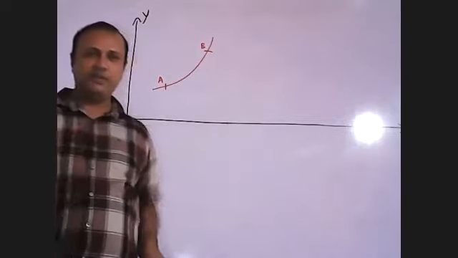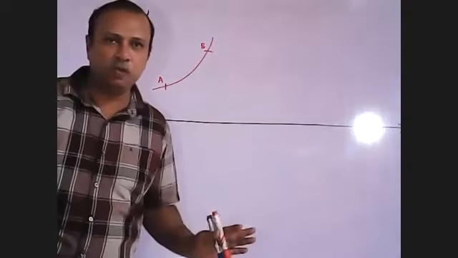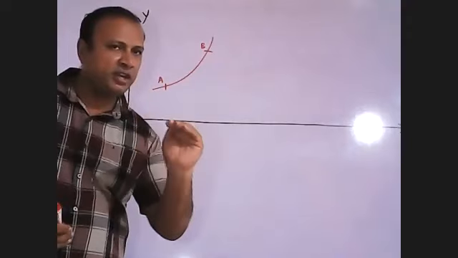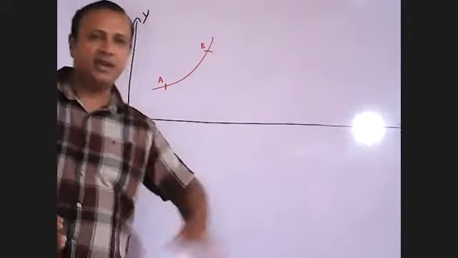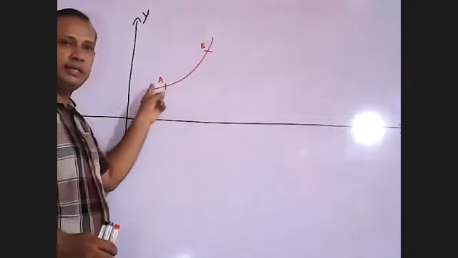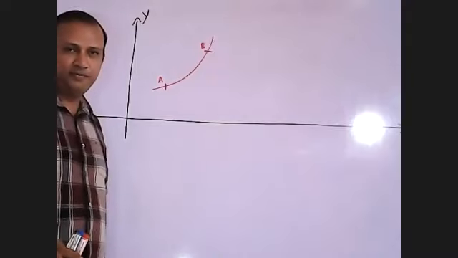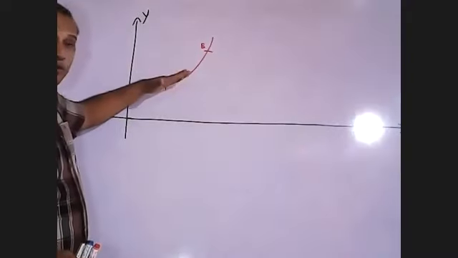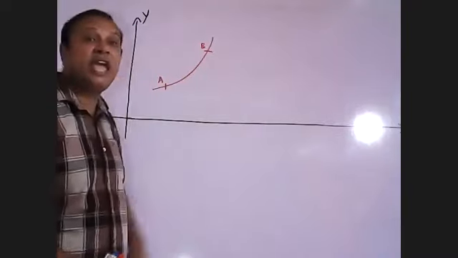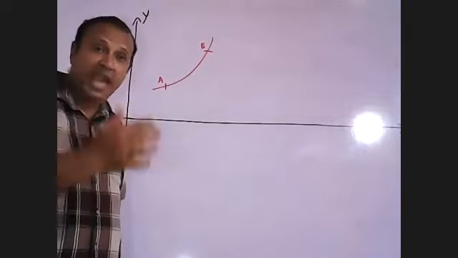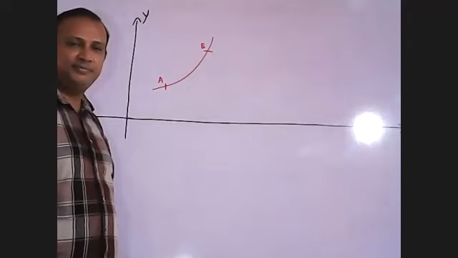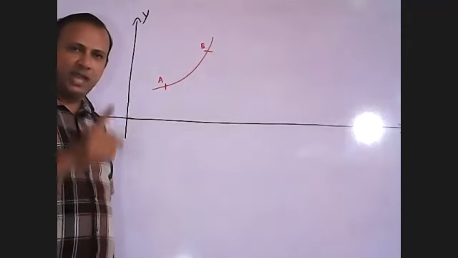Everyone, please listen to me. Now I am going to determine the variation of gradient. So I have marked 2 points on the graph. Now I am going to determine the variation of the angle theta from A to B. Why am I doing it like this?